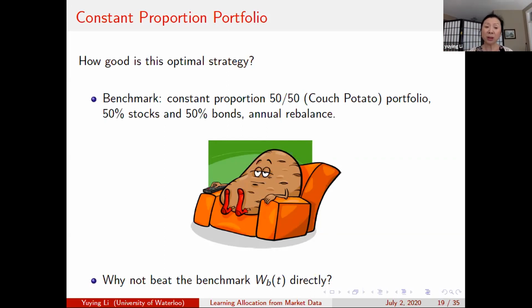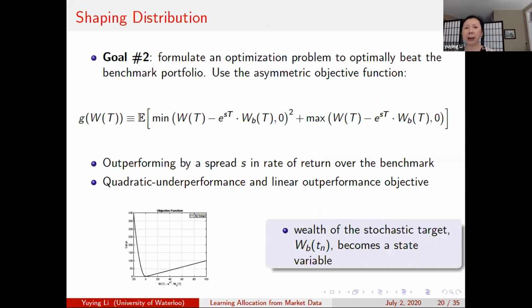So the next question is, how do I actually optimally beat a benchmark, a 50%, 50% allocation strategy? What kind of optimization problem can we formulate? We want to also consider the optimal strategy that corresponds to beating the benchmark. And the objective function we end up choosing is this asymmetric objective function. Let me try to explain what this objective function is.